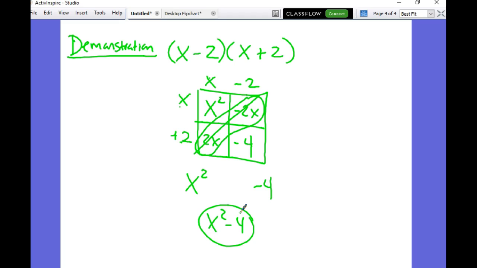Now, here's the thing. I'm going to give you guys a new math rule because actually we don't need to do all this work when we have this set up. Here's your math rule. You ready? If you see that, then you can legit just skip steps. So check it out. If you have x minus a times x plus a, here's what you're going to get.